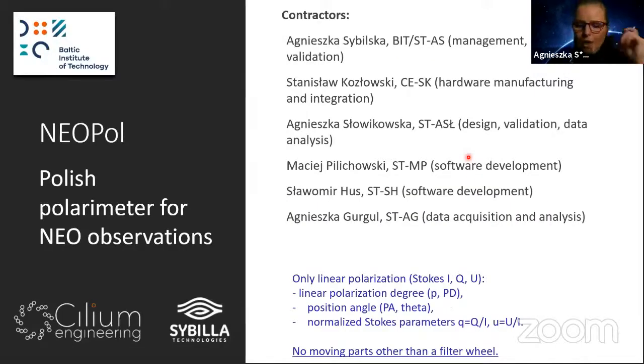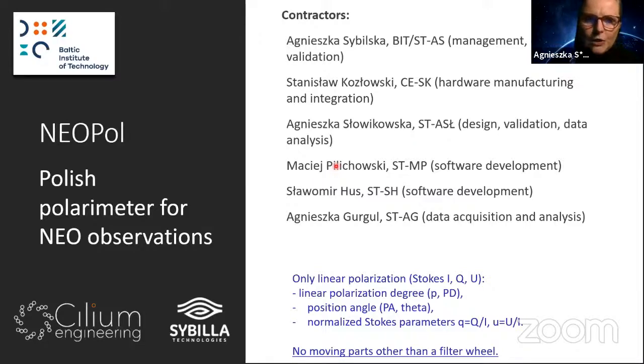In the fourth dome, we have the 60 centimeter Cassegrain telescope. And now, for a few months, I have been involved in developing NEOPOL, which is the Polish polarimeter for near-Earth object observations. The PI of this project is Agnieszka from Sybilla Technologies. Here are listed the people that are involved. I'm sure that some of the names are known to you.